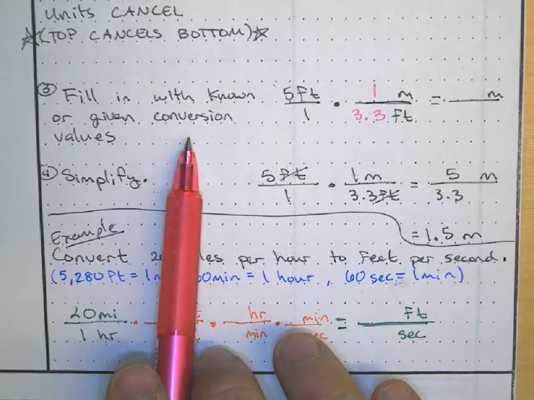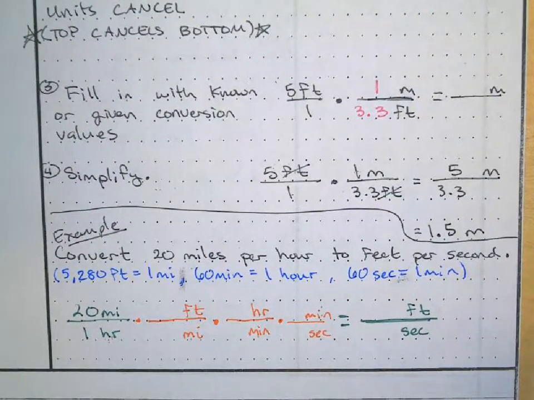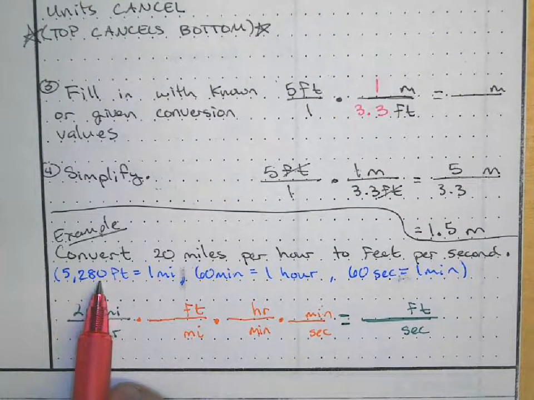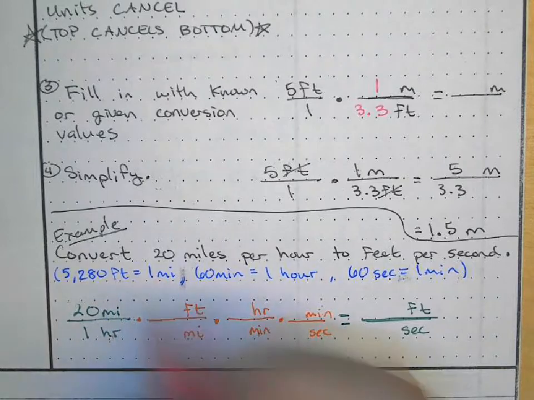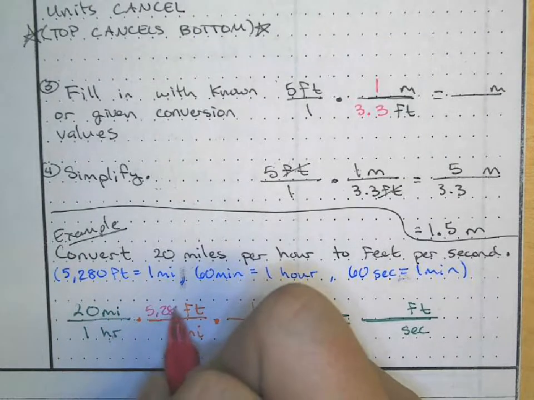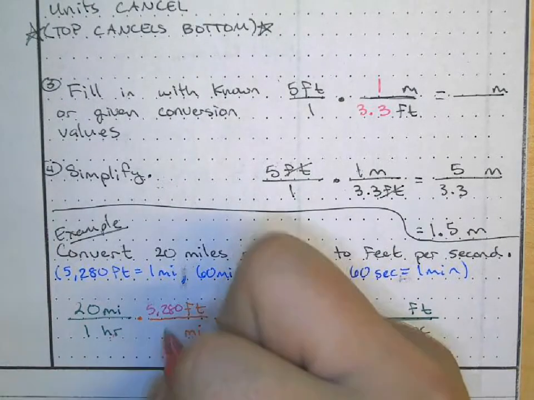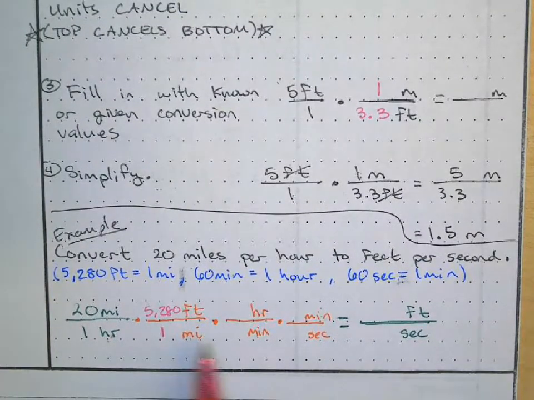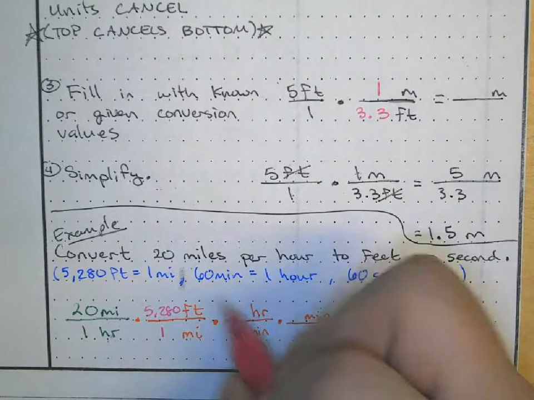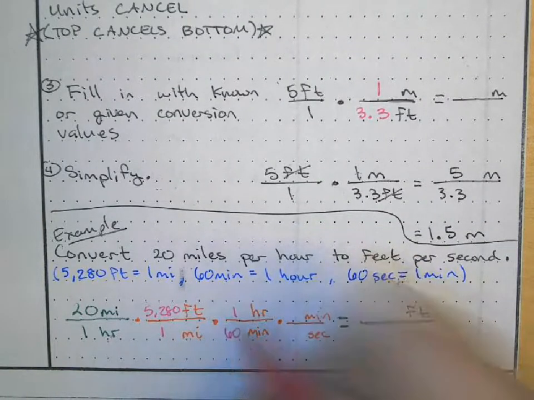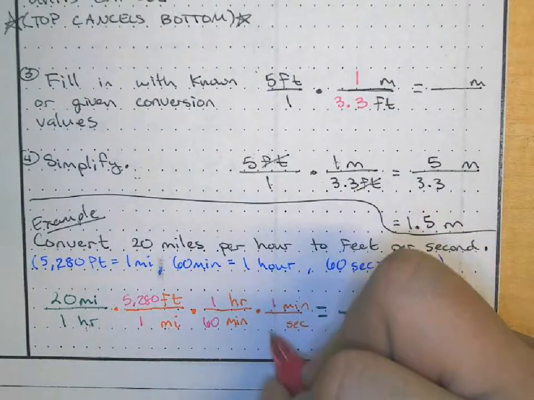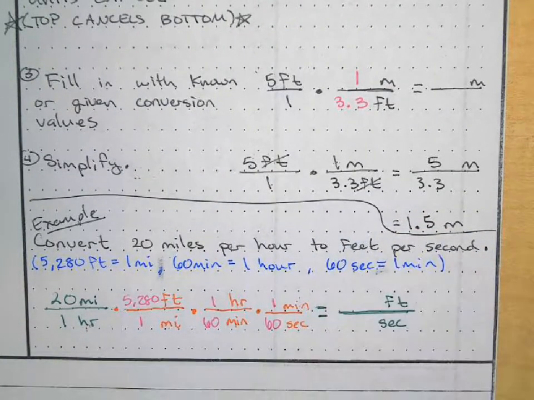Now we're going to fill in with our known or given conversion values. This is where we plug in the numbers. I know that 5,280 feet equals 1 mile. So I'll put my 5,280 feet right there. And I got my 1 mile, like so. Now I can do my hours to minutes. So I know that in 1 hour, there are 60 minutes. And now I can do my minutes to seconds. So I know in 1 minute, there are 60 seconds.